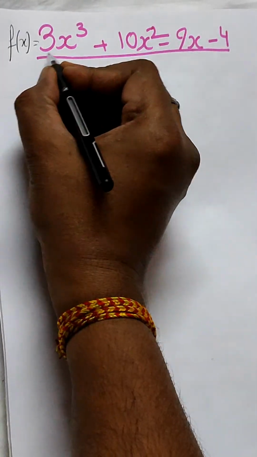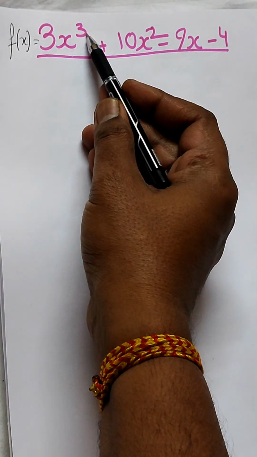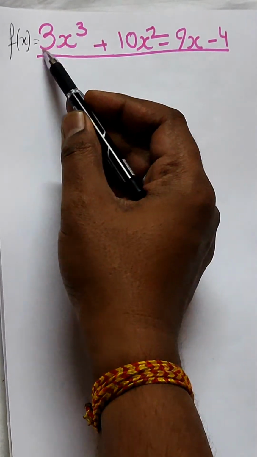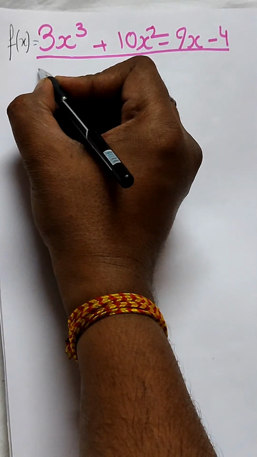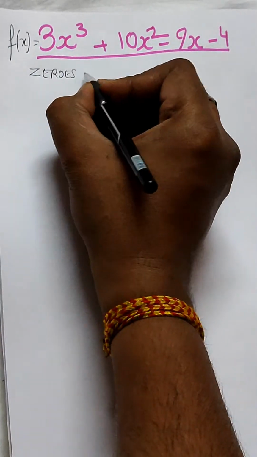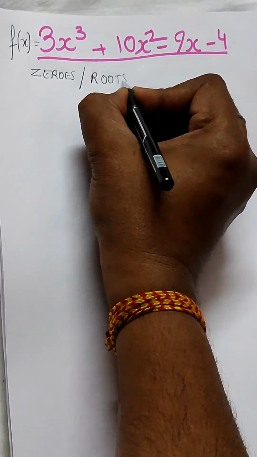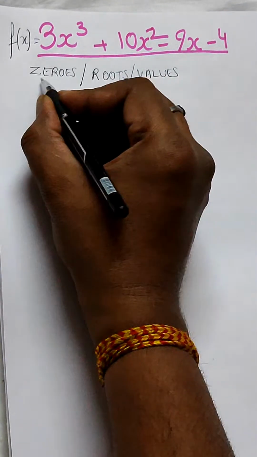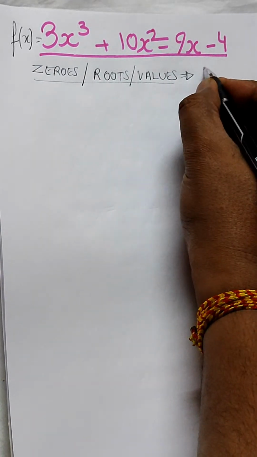So what is the degree of this polynomial? You can see the maximum power is 3. So there will be 3 zeros for this polynomial, right? So how many zeros? 3. Zeros are also known as roots. Roots means your values, right? So how many zeros will you have here for this polynomial? 3.